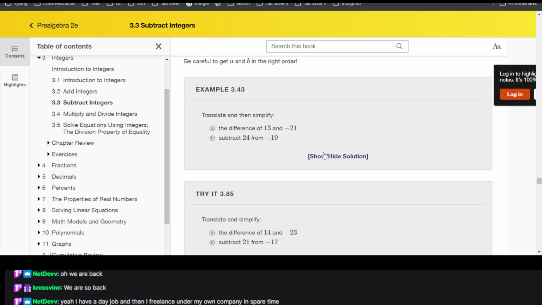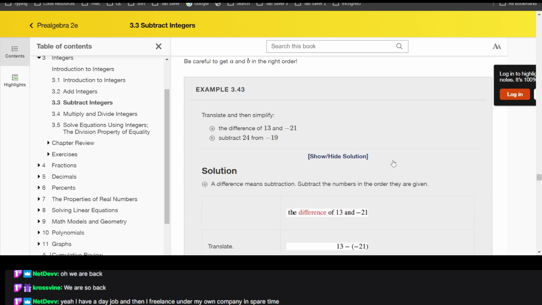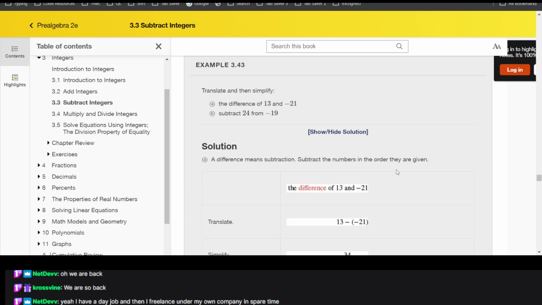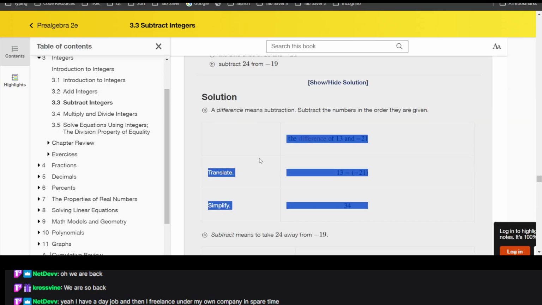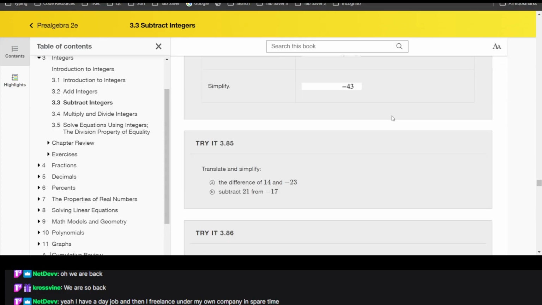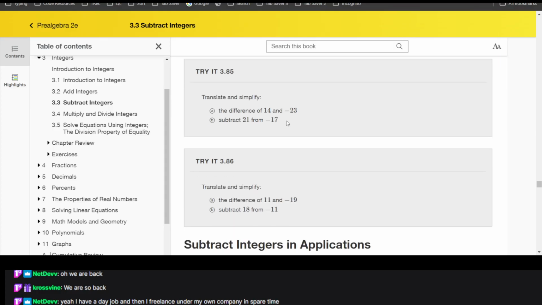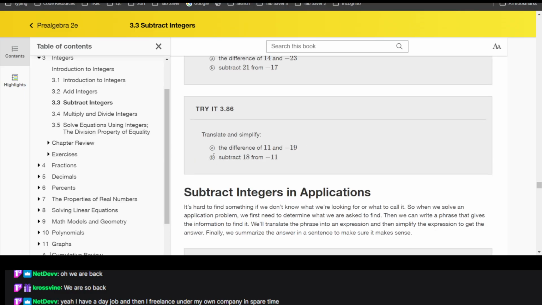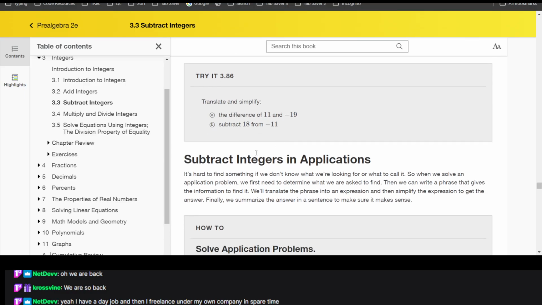Simplified, 13 subtract 24, 19. Yeah. Just numbers in the order they're given. Difference of 14, 23, negative 23. Subtract 21 from negative 17. Difference of 11, negative 19. Subtract 18 from negative 11.